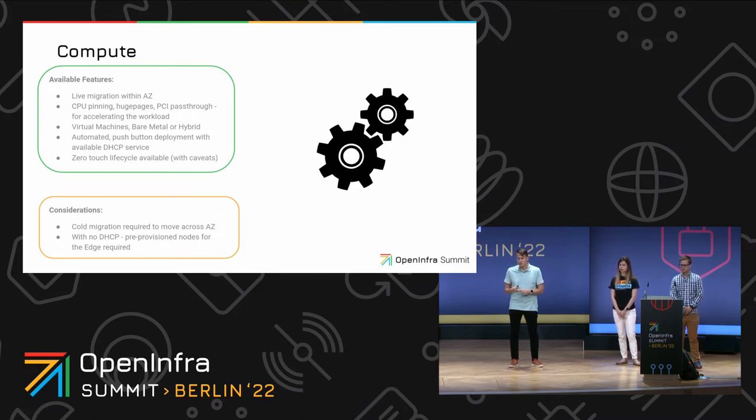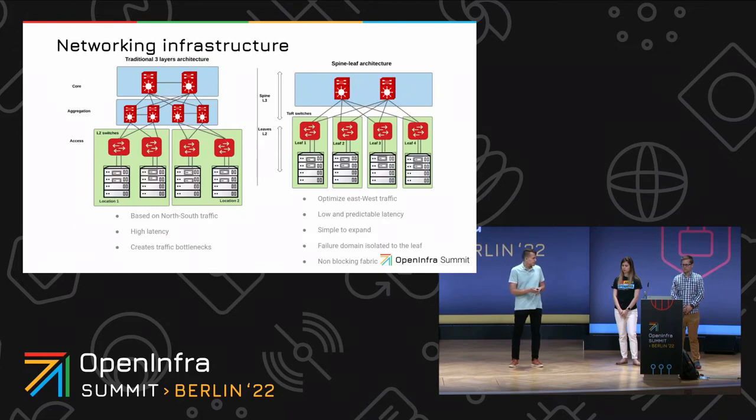You can do a push button deployment. You can even do the zero touch provisioning and lifecycle as well, with some caveats. And then we see a lot of customers who cannot extend the DHCP services to the edge. That's also supported and possible. There's an option to do the pre-provisioned nodes. It has some considerations from the automation perspective, but in general, this is something that we've seen in the field as well. I'm gonna pass it to Maisa.